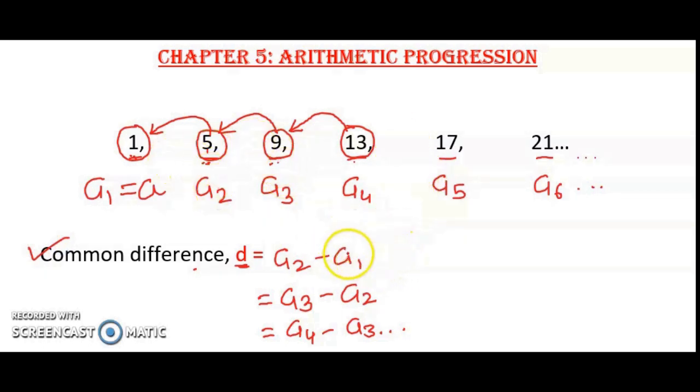For this series, if you want to find the common difference, you can use any of these formulas. For example, if you use A2 minus A1, then in this series A2 is 5 minus A1 is 1. So the common difference of this series is 4.